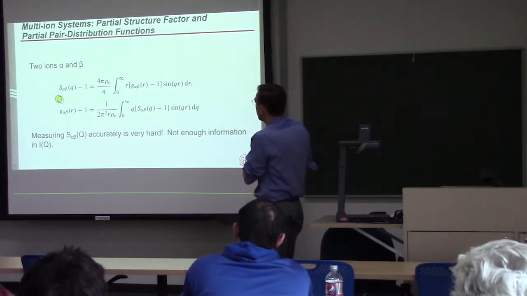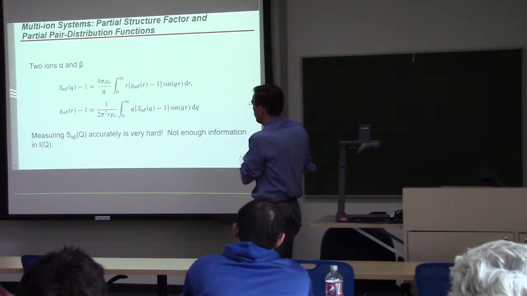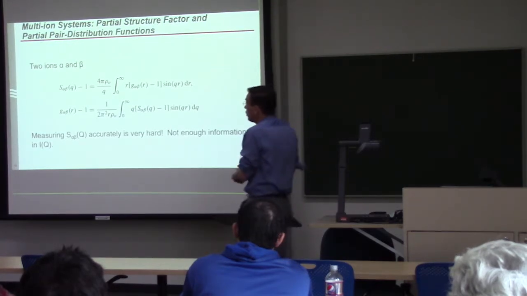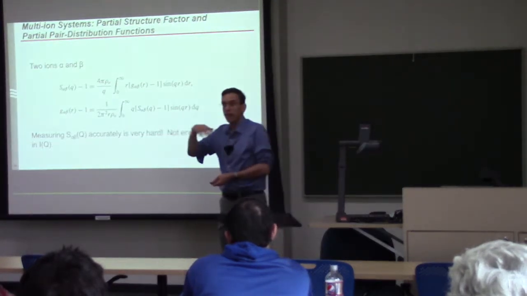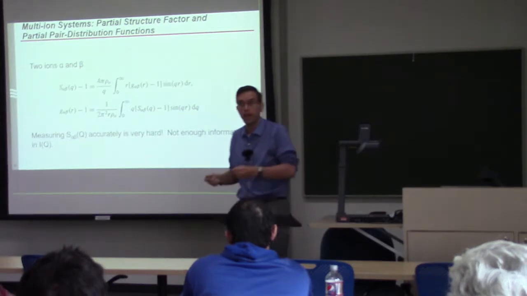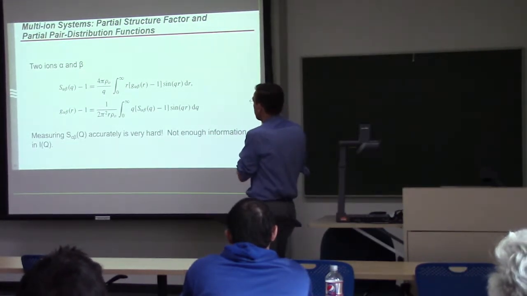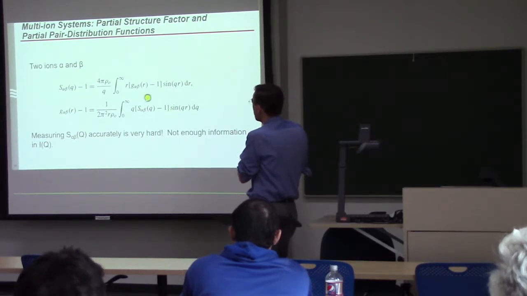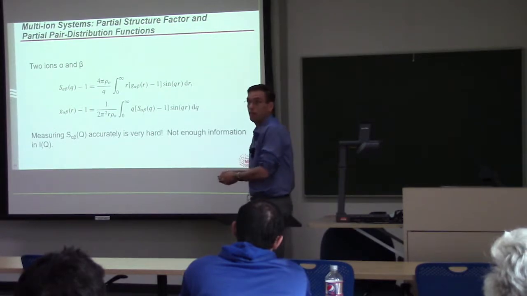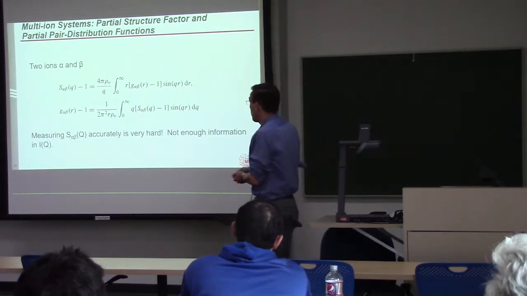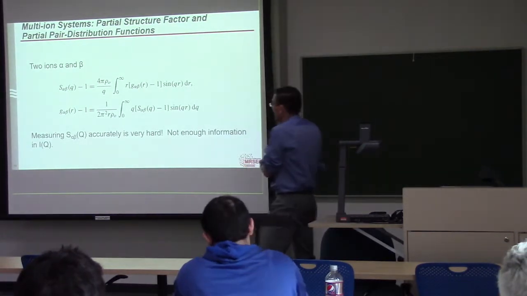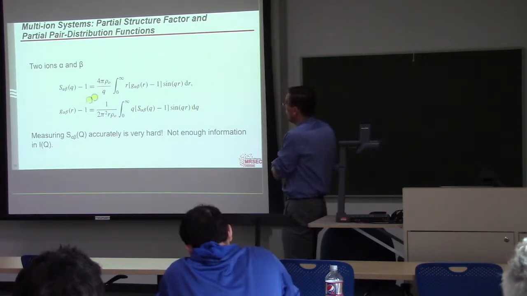Then I can define from that, using the same math that I just showed you, an S that's not the total S of Q anymore, but is now the S for that pair, S alpha beta. Okay? Or if I could somehow measure S alpha beta, I could extract G alpha beta. So the problem is, how do I measure that quantity independently of the total S of Q?